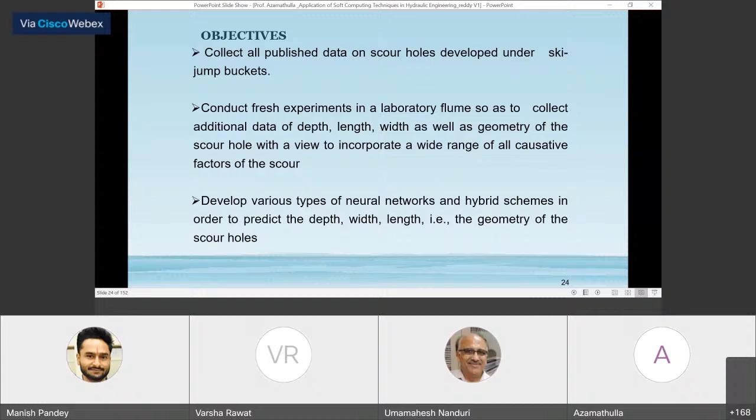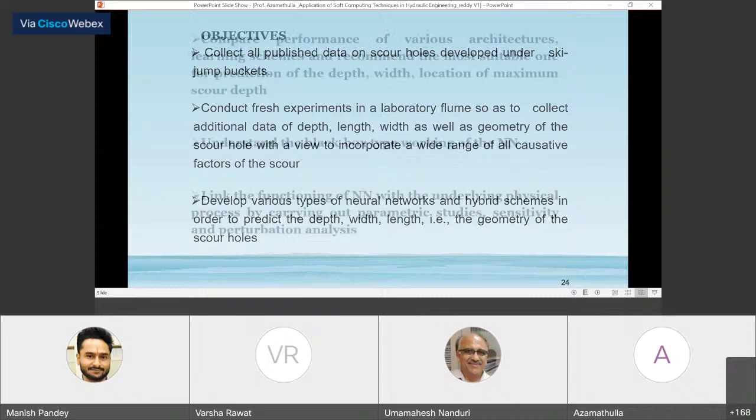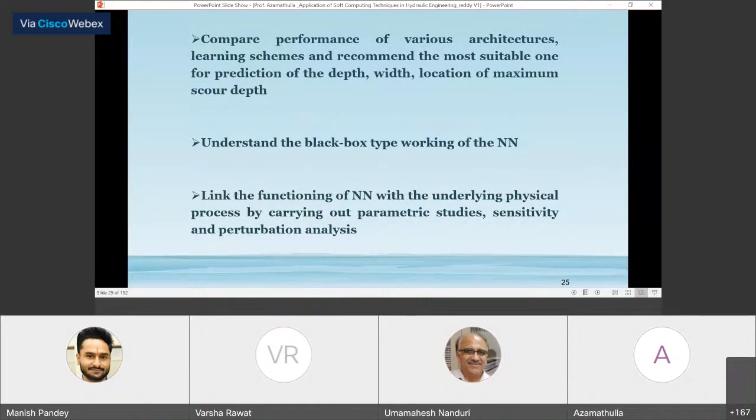Which is not useful for any design. So in my research, I have considered length, depth, and location. Here only I have faced a problem with lateral energy dissipation, that is, the width of the scour hole. That is the only problem I have faced. Okay, next slide, please. So I have compared with different schemes. This one.